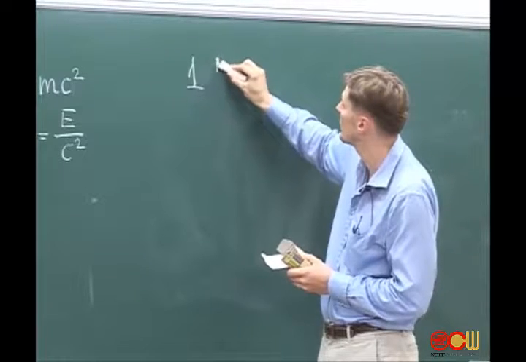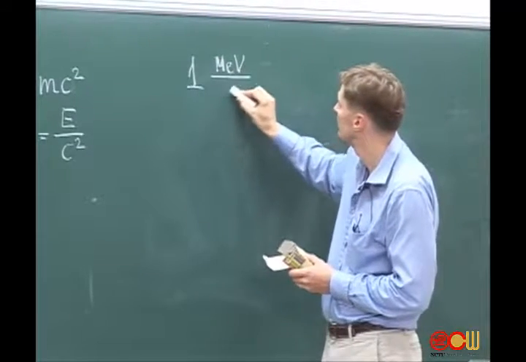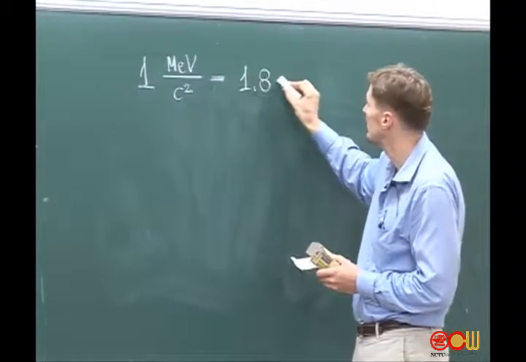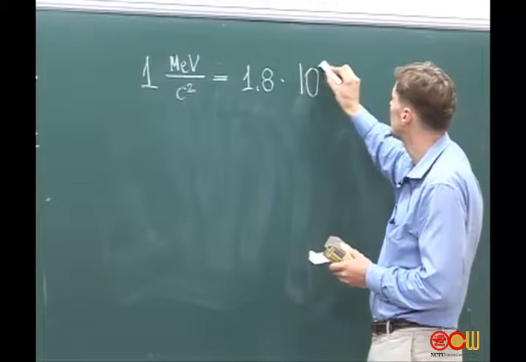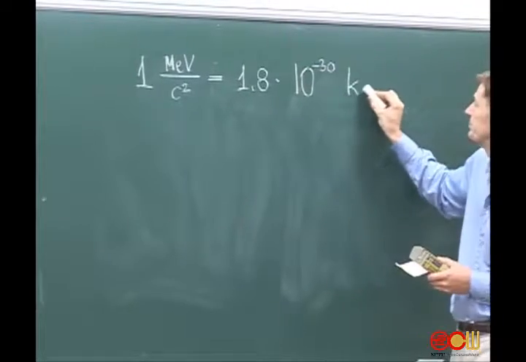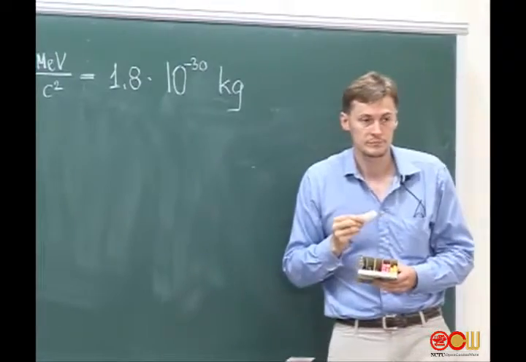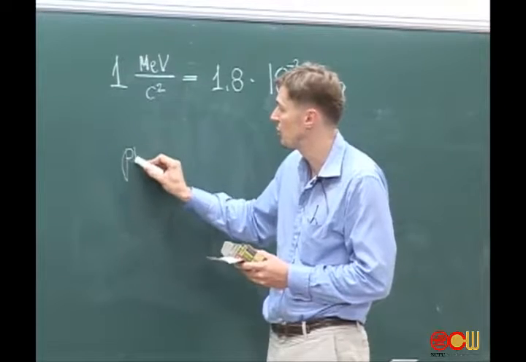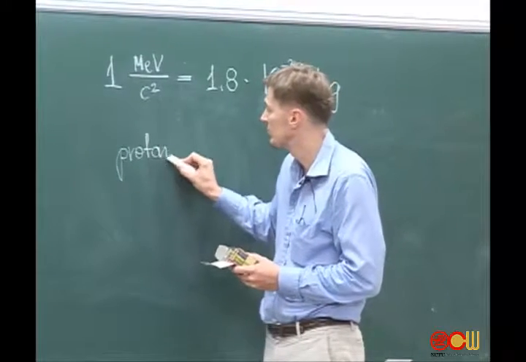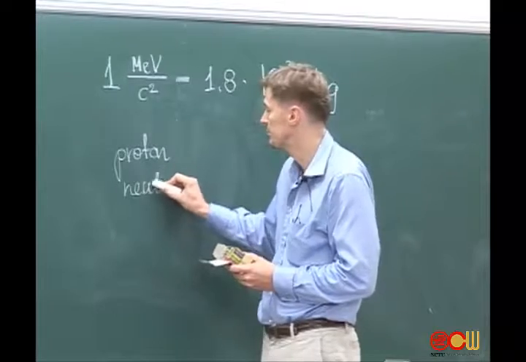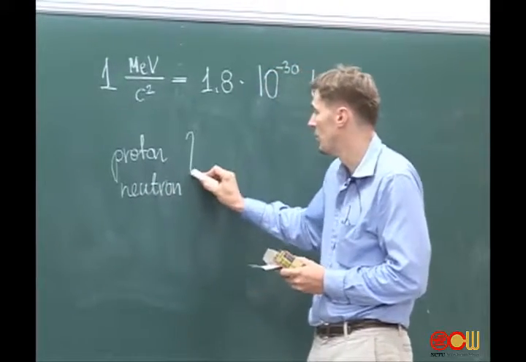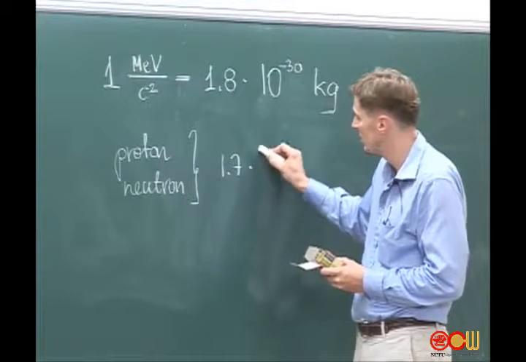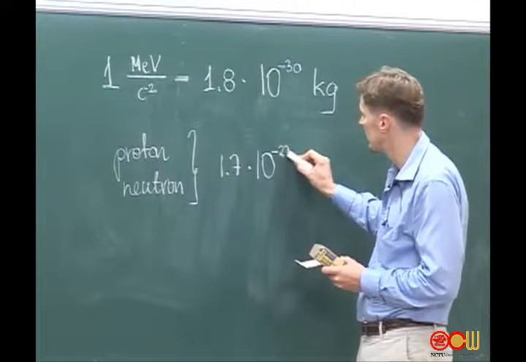That's why I put what the unit really is. So 1 mega electron volt divided by c square is 1.8 times 10 to minus 30 kilogram. Of course, it's good to know the mass of other particles. So proton and neutron both have the same mass of 1.7 times 10 to minus 27 kilogram.